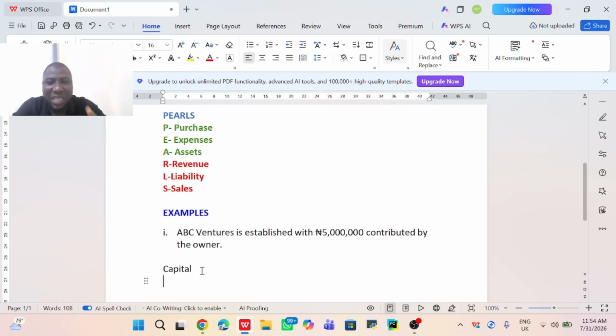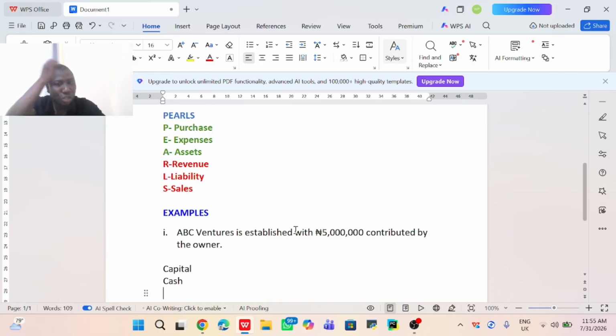ABC Limited uses 5 million naira to start a business, right? And that is known as capital. What other things does this affect? It affects cash. He uses cash to start the business. Remove cash from his pocket and use it to start a business. Do you understand now? That is another account that you should consider.